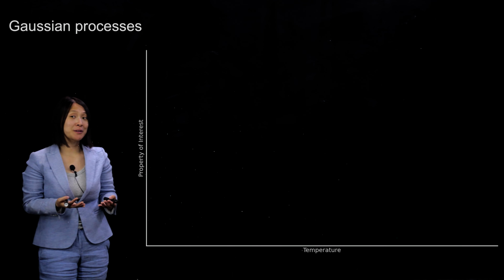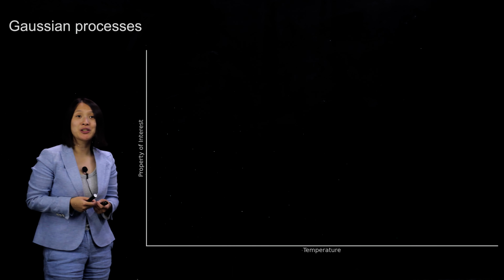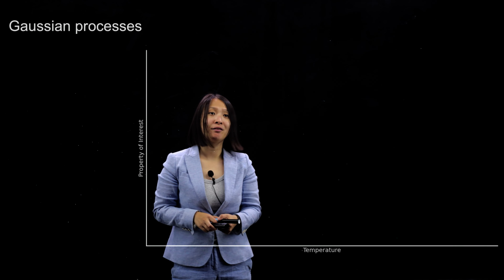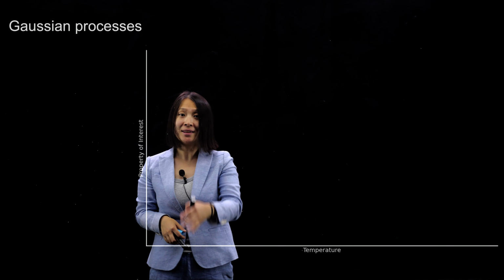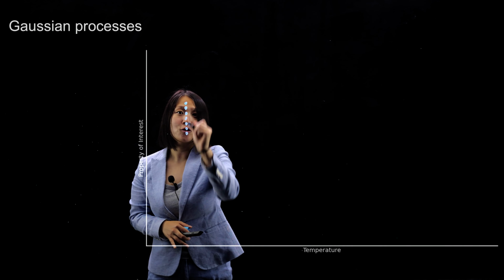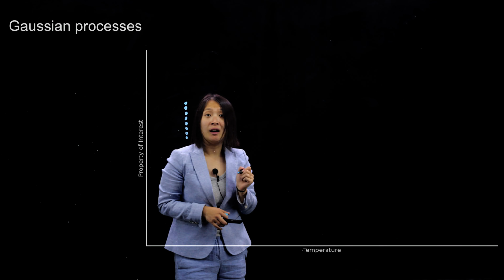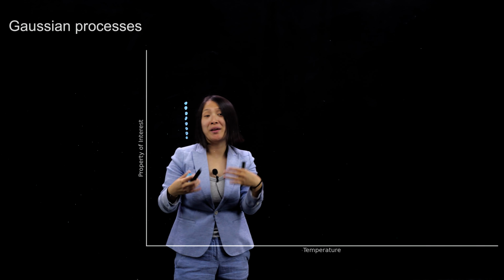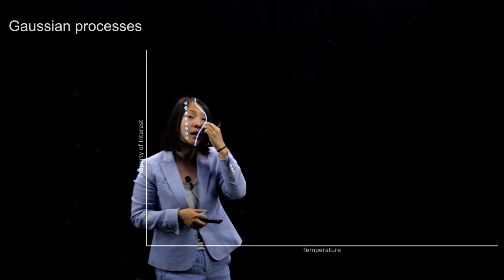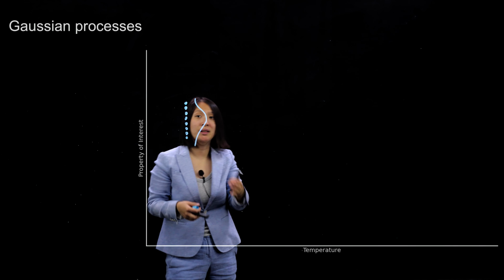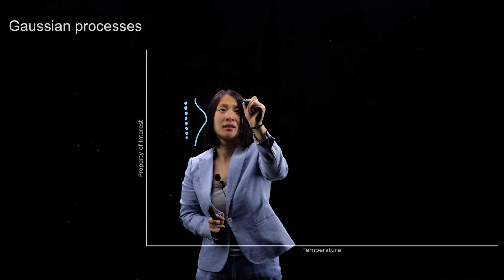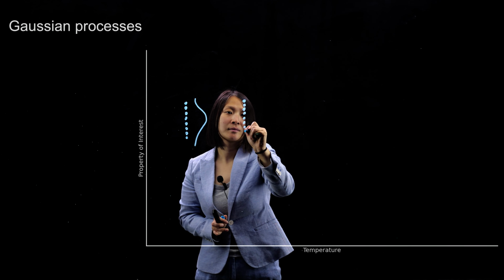To build a Gaussian process regression model, let's now look into how Gaussian processes work. Imagine we have our parameter space, and for a given temperature, so a given x, there is a range of different property of interest values when we experimentally find our measured values. And we assume they form a Gaussian distribution in terms of the likelihood of what this measured property of interest is. Similarly, at a different temperature, we have a similar distribution.